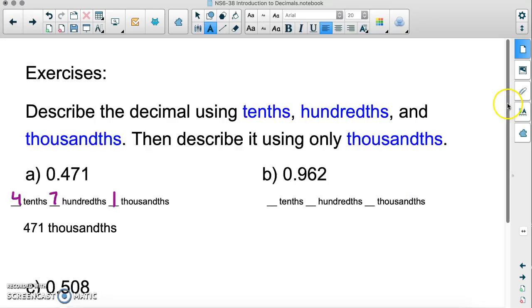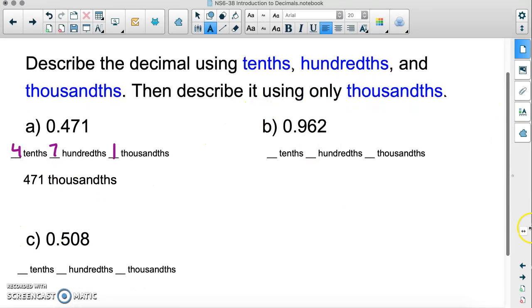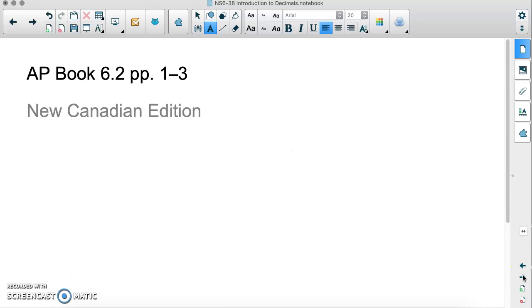I want you to do B and C on your whiteboards, and then when you are done those, you may begin your jump math assignment. Your jump math assignment today is in your brand new 6.2 book, pages 1 to 3. When you are done, you're going to check in with me, and then you may give your extension activity a try before moving on to your next lesson.